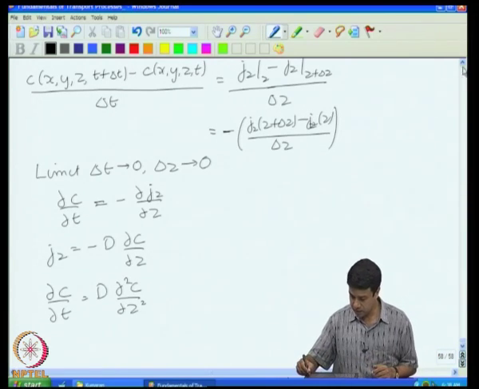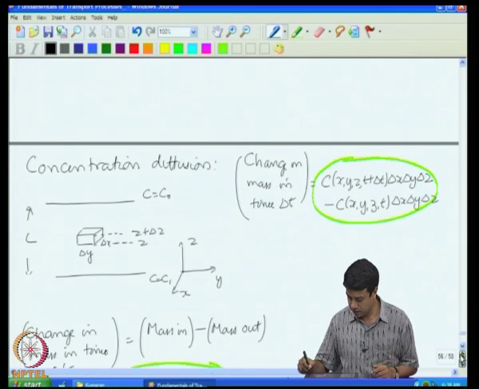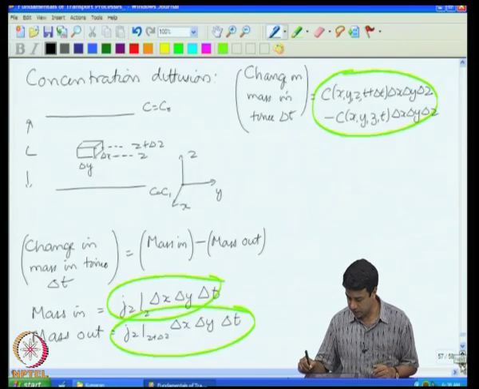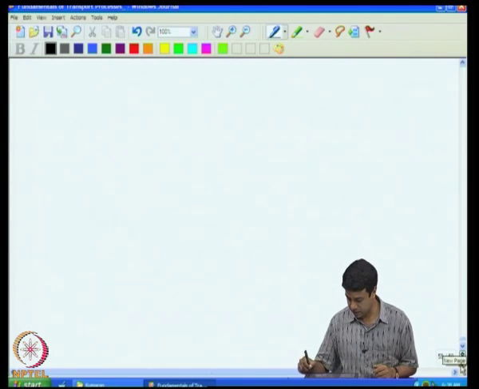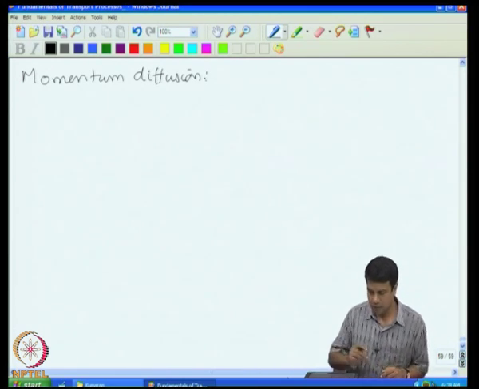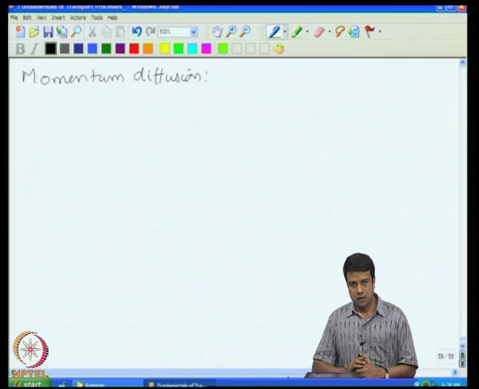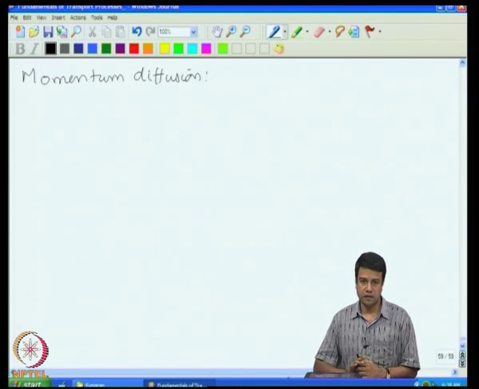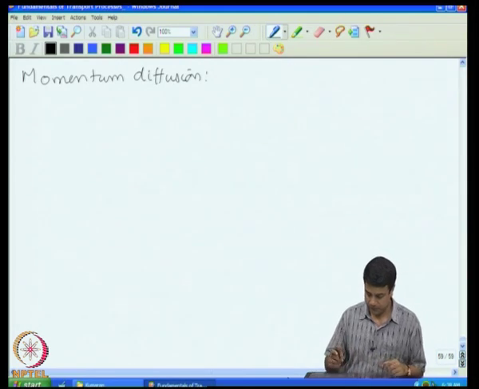So, we have done mass and, I am sorry, we have done mass and energy diffusion. What about momentum diffusion? The fundamental balance law for momentum diffusion is slightly different. So, I will try to go through it in some detail.